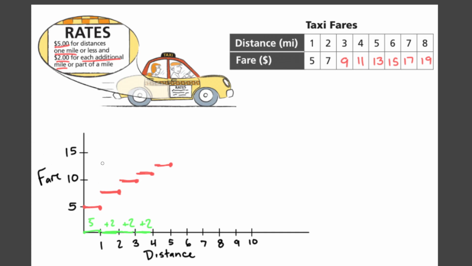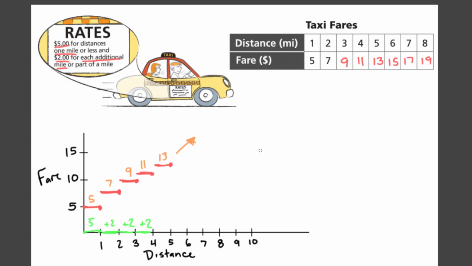So you start off, once again, with $5 for the very first mile. This is your $7 for any mile over 1. If you go over 2 miles, it jumps up to $9, then up to $11, and then up to $13, depending on how far you go. And when you guys complete this, you'll notice that these steps continue.